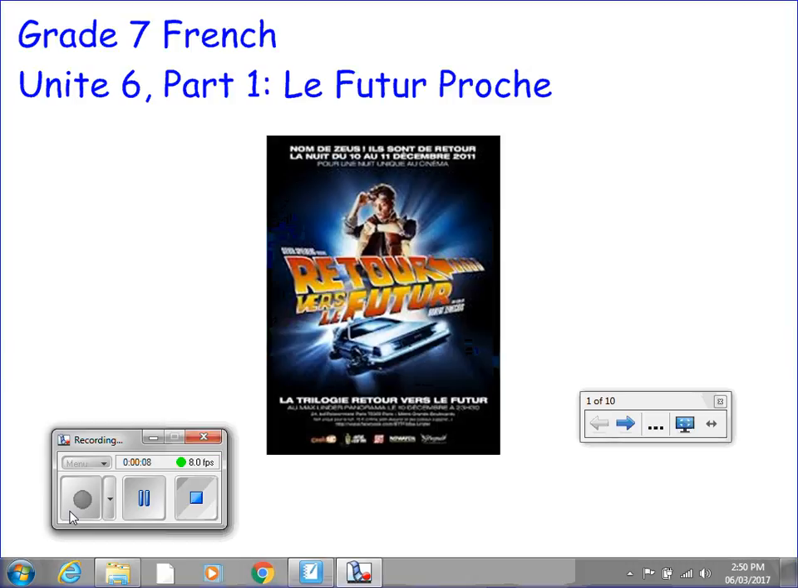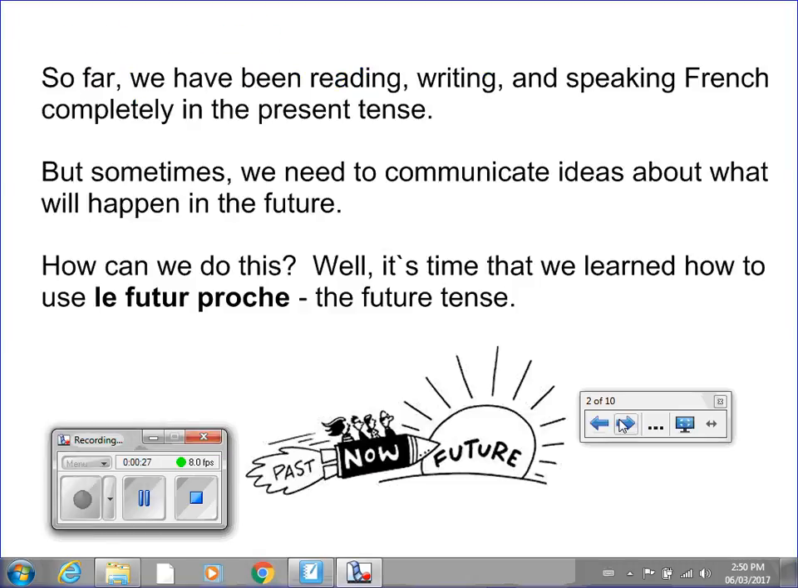This is the first of 3 grammar slash parts of speech lessons that will be held throughout Unité 6. In this first lesson, we are going to look at the Futur Proche. So far, we have been reading, writing, and speaking French completely in the present tense. But sometimes we need to communicate ideas about what will happen in the future. How can we do this? Well, it's time that we learned how to use le futur proche, the future tense.